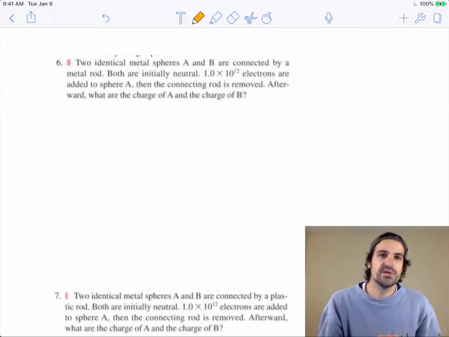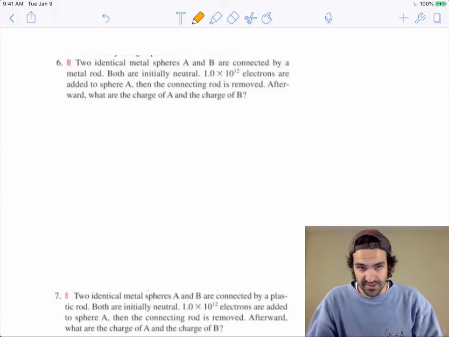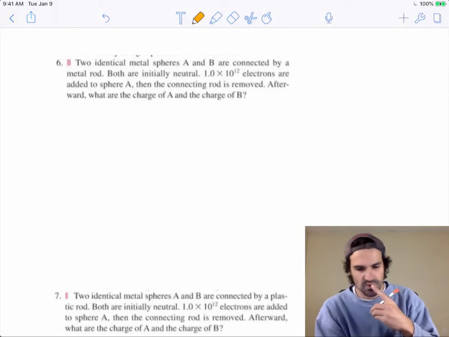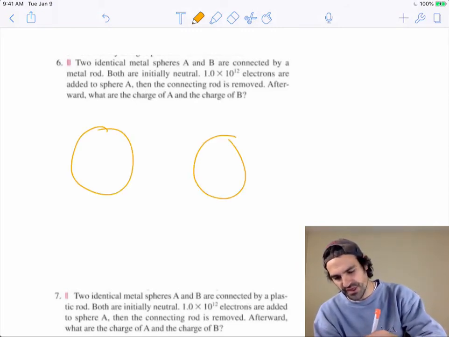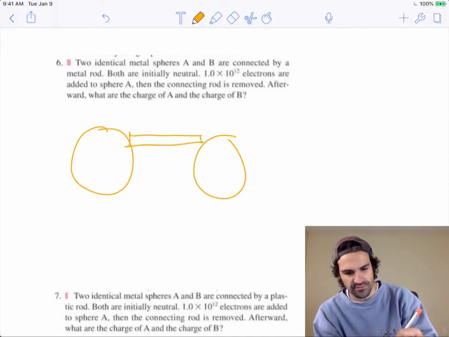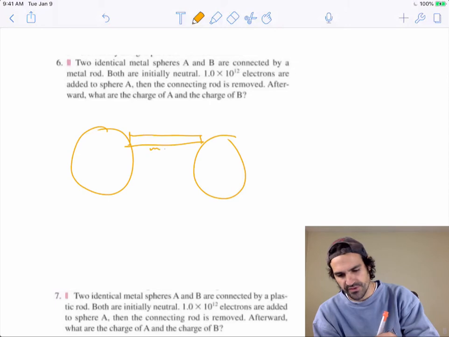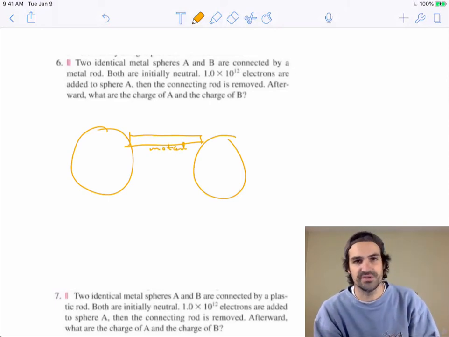Two identical spheres A and B are connected by a metal rod. Both are initially neutral. Neutral is a very key term, and this is metal, metal, metal. It's very important to pay attention to whether the rod is conductive or non-conductive.